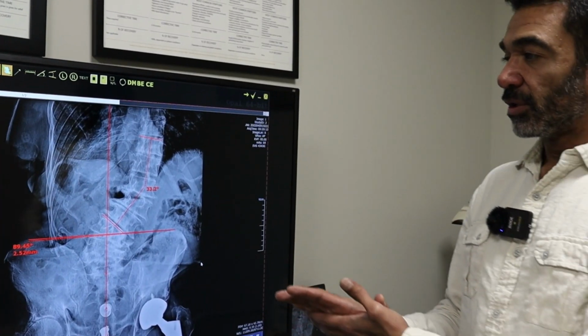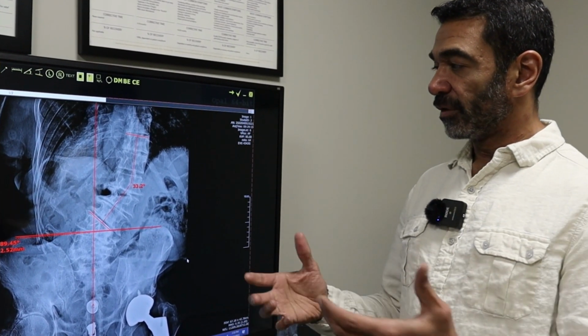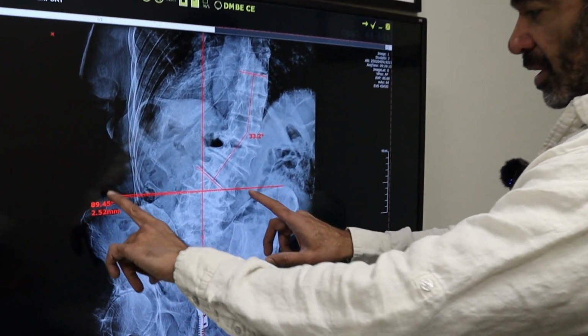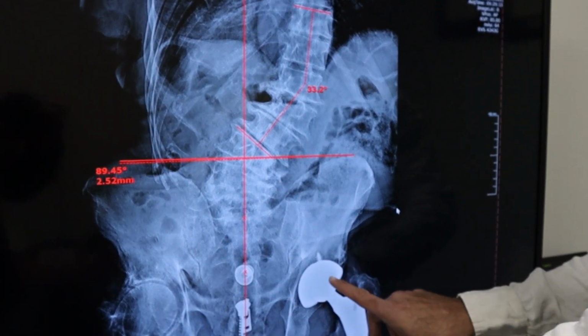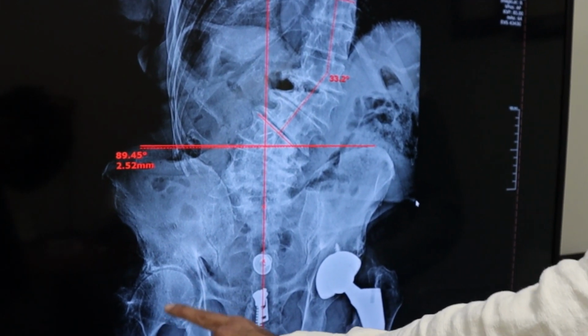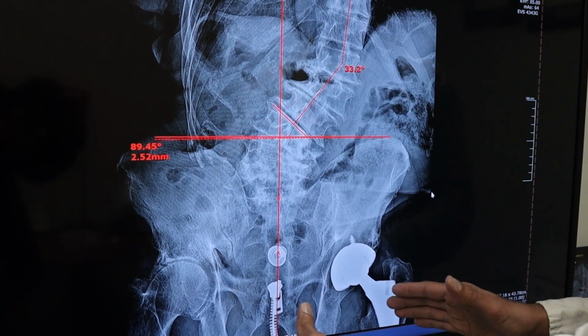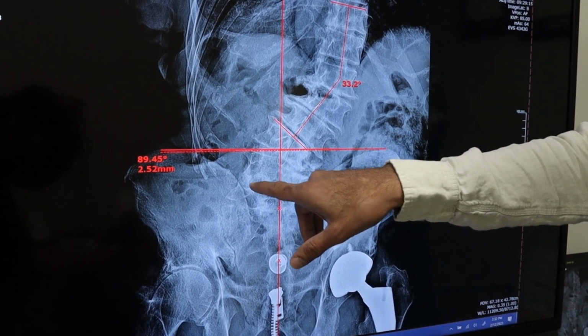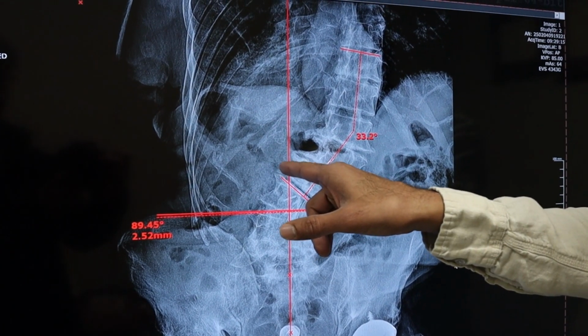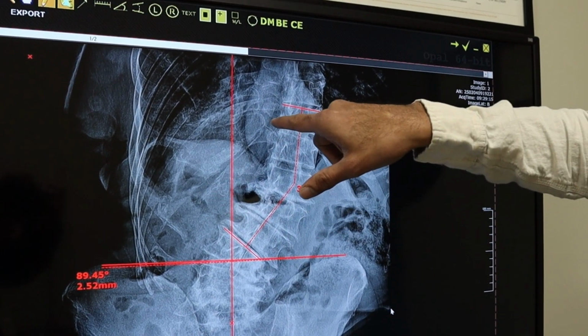So this is the lower back of Mr. T. Now I want you to notice something. This is the pelvis right here. These are the hip sockets. He's got an artificial hip and his original hip on the left. So this is the left side. This is the right side. Notice his spine starts here, comes up, bends to the right, and curves left.